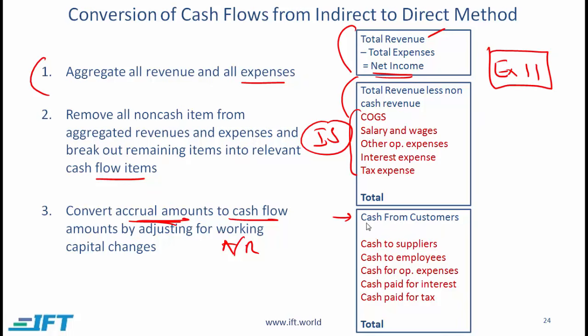So when we talk about cash from customers, you start with the revenue number and make an adjustment based on accounts receivable. To get cash to suppliers, you start with COGS and make an adjustment based on changes in accounts payable and inventory, and so on. This is exactly what we have talked about earlier. So you make the adjustments and come up with the various cash payments, and then you have your final number for CFO. Notice we are only dealing with operating cash flows because for investing and financing, the material is always presented in the direct format anyway.